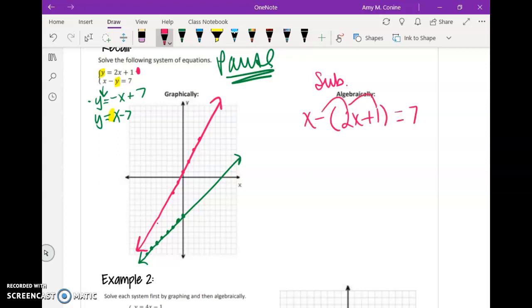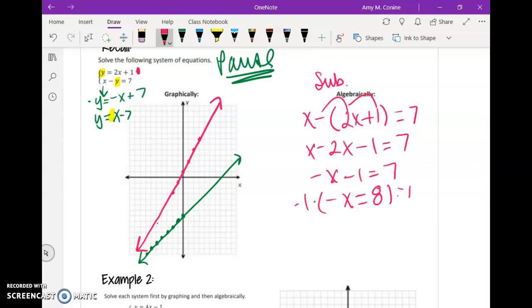Remember to distribute your negative out here, and it has to go to both terms. We keep harping on it, but it needs to happen. So now we have negative x minus 1 equals 7. Add your 1 over. Then multiply both sides by negative 1. So x equals negative 8.